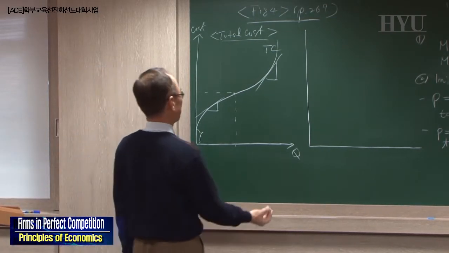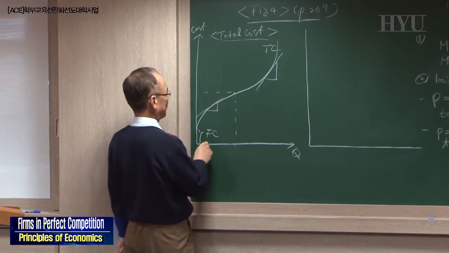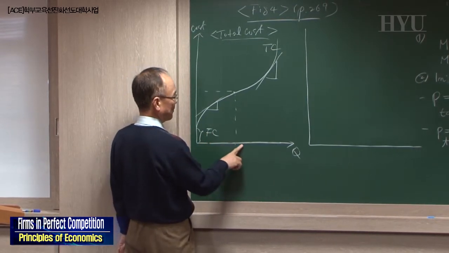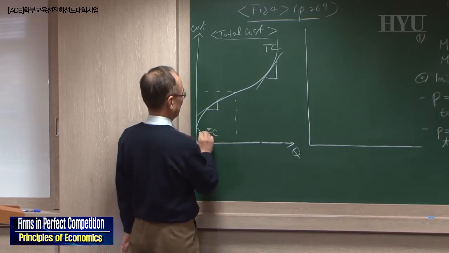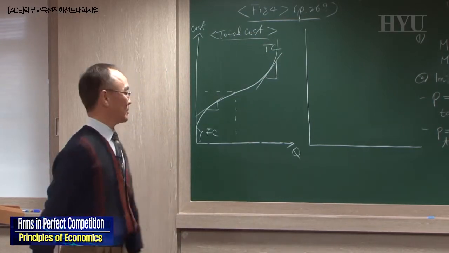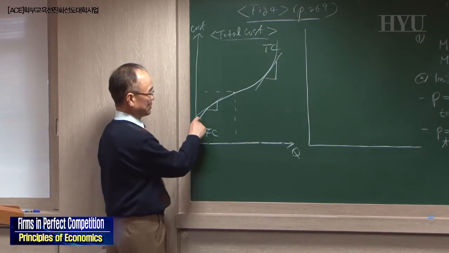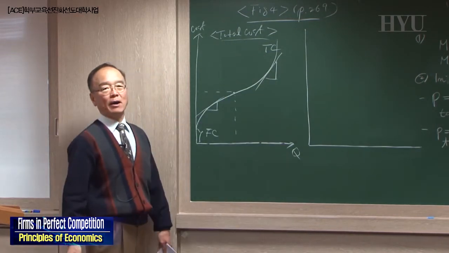What do you call this? This is what we call fixed cost, right? Then from here, with each additional unit, 1, 2, 3, 4, 5, 100, 1,000, 10,000, 1 million, and so on, we have to pay more cost, variable cost. This is fixed cost, and up from here we call it variable cost.